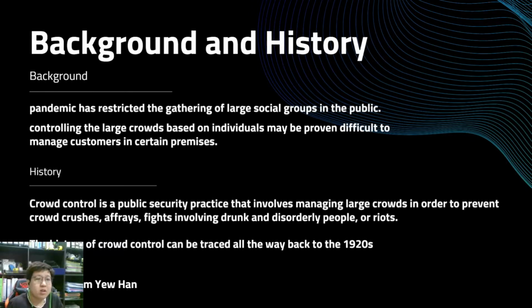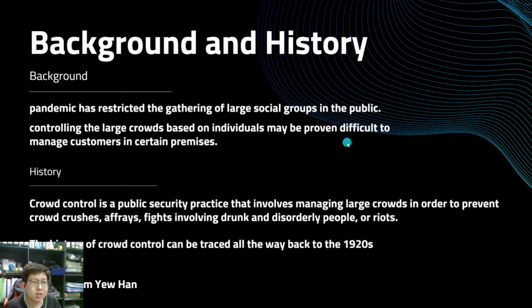endemic. The history of crowd control can be traced back to the 19th century. Crowd control is a public security practice that involves managing large crowds in order to prevent crowd crises, affray, fights, drunkenness and more. At that time there were no official crowd control units, so their job was simply to keep the crowd in check.